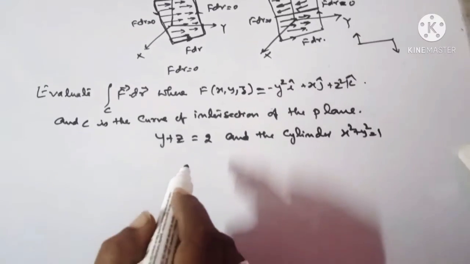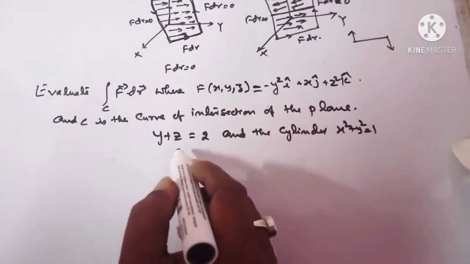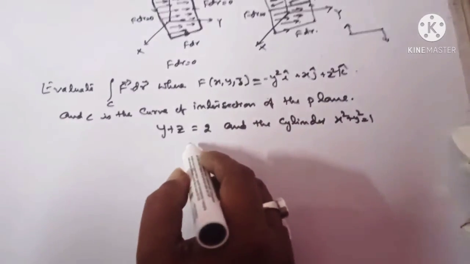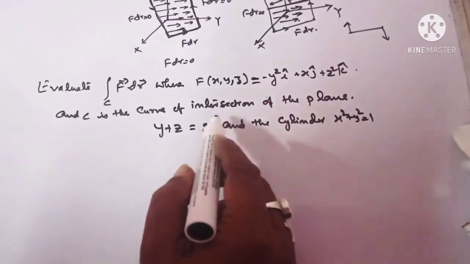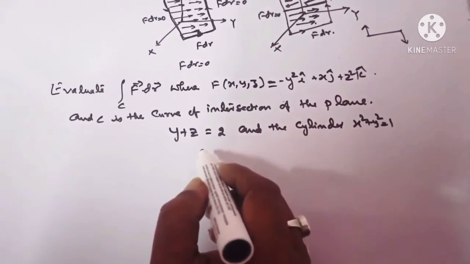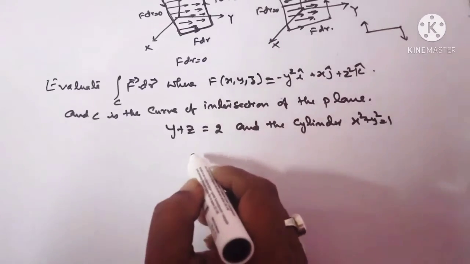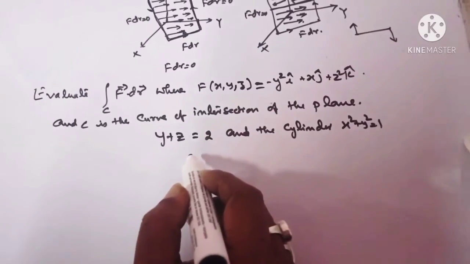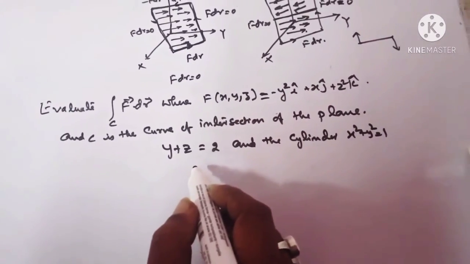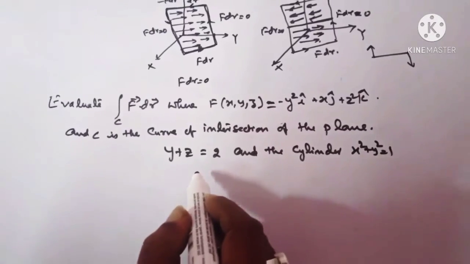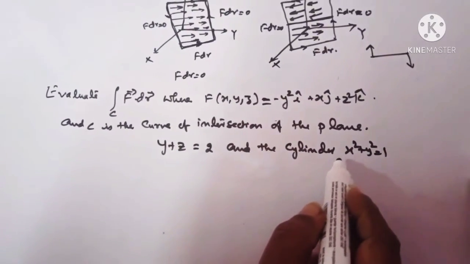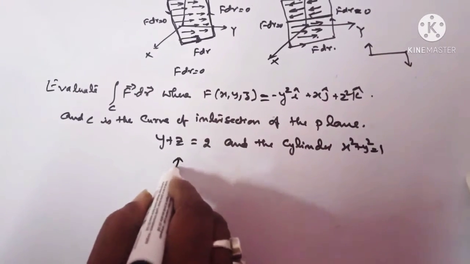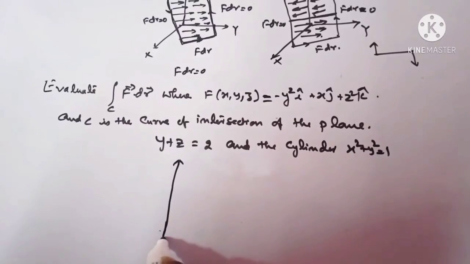So now I will try to find out what type of surface is going to be created by the intersection of this plane and the cylinder. So the first step for you is that you have to first of all try to find out the surface formed by the intersection of this cylinder and the plane. So let me draw a three dimensional figure.